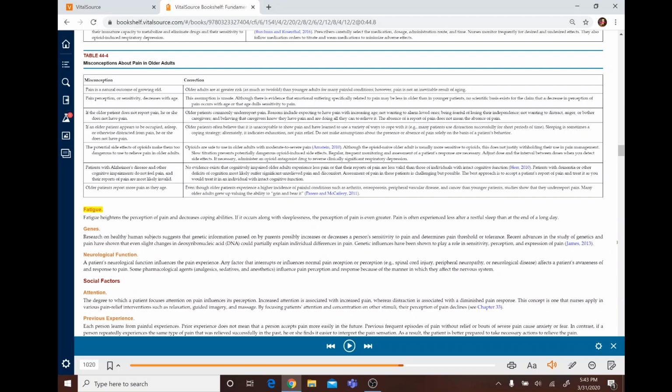If the older adult patient does not report pain, he or she does not have pain. It's not true. They may not want to report it because they don't want to lose their independence, so they might hold back. If an older adult appears distracted, he or she does not have pain.